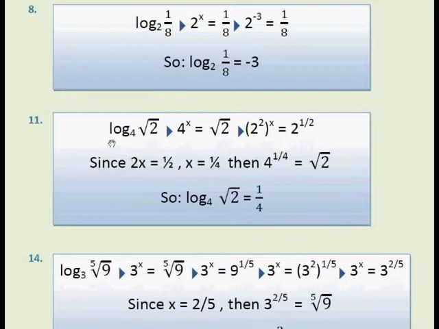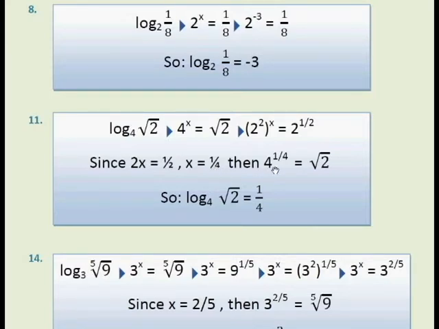Now we go on to this problem. The log base 4 of root 2 says 4 raised to what power is equal to root 2. Well, here's the one where this is 2 to the 1/2. That's what root 2 is. So we have 2 to the 1/2, and we change the 4 to be 2 squared, to the x. Now I have 2 to the 2x is equal to 2 to the 1/2, so 2x must be equal to 1/2 for that to be true. Therefore, x is equal to 1/4.